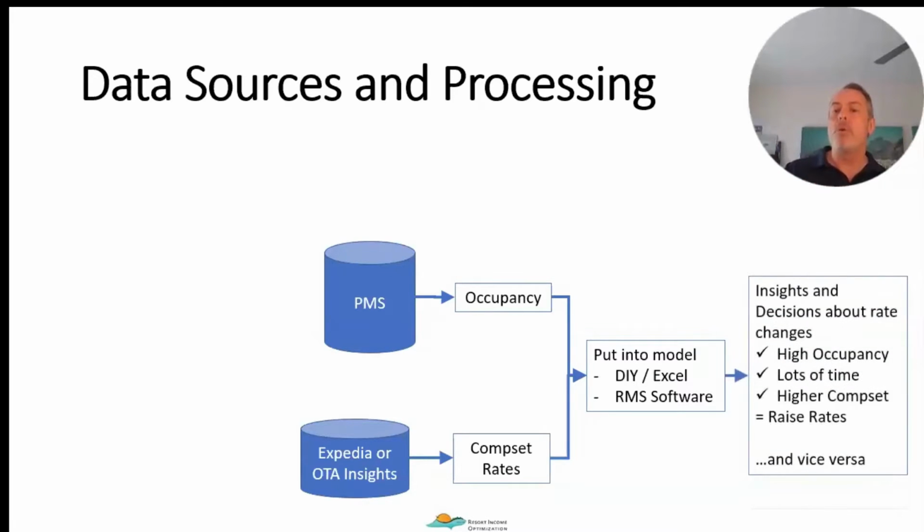But ultimately, you want to have some insights that drive informed decisions about rate changes. So for example, once you combine all of that data, you want to be able to see out in the future, okay, these dates have higher occupancy, and maybe there's a lot of time left, and the competitors' rates are also a little bit higher, so we can raise rates on those dates. And also vice versa, right? If our occupancy is low and maybe there's not a lot of time, or maybe even there is, maybe the competitors have reduced rates, then we need to lower rates or we're going to have a lot of empty rooms.